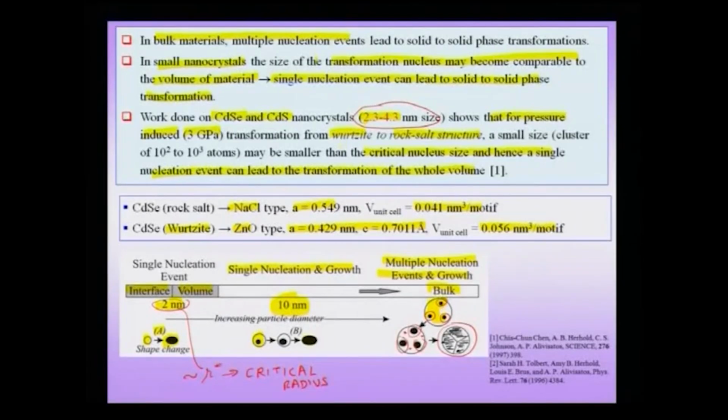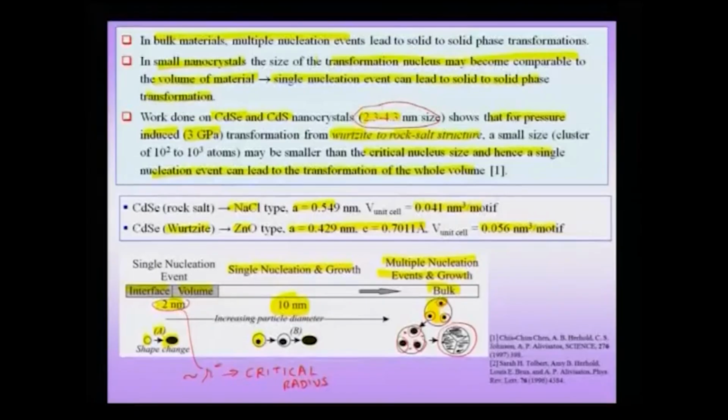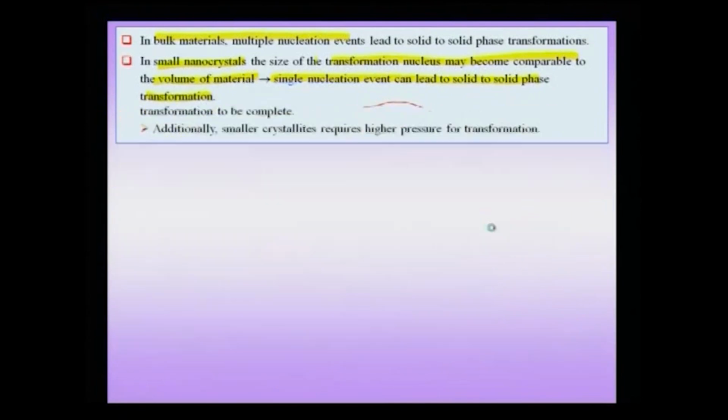Now, the important work on CdSe has been done on this pressure-induced transformation, and the pressure for transformation is pretty high, of the order of gigapascals. We are talking about a phase transformation from the wurtzite structure to the rock salt structure. That means from a hexagonal structure, it is going to a cubic structure, and since it is a pressure-induced transformation, we expect that there is going to be a reduction in volume of the unit cell, which is what is seen here from the volume of the unit cells. And in such a system, we see that in small scales, a single nucleation event is enough to cause the entire transformation of the volume.